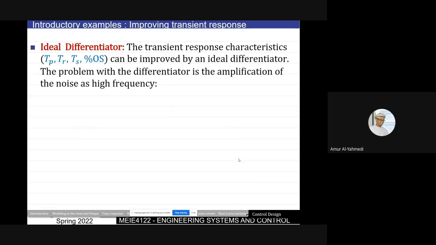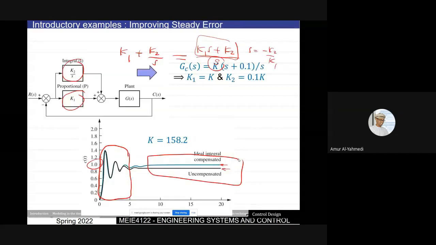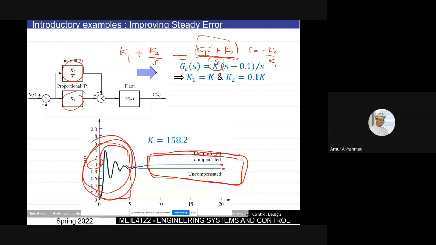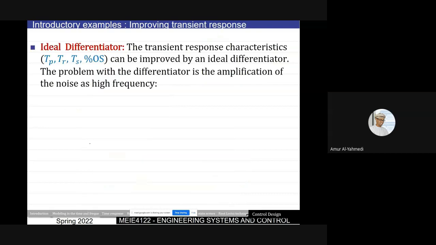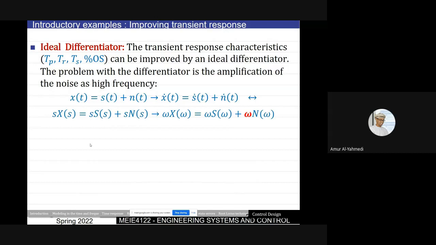Let's say that I want to improve the transient response. I don't want to improve this now, or maybe I can do this later. But let's say I want now to improve this. I want to change this one here. So to do that, you can use a differentiator to improve the transient response. And the problem with the differentiator is that you will magnify the noise.